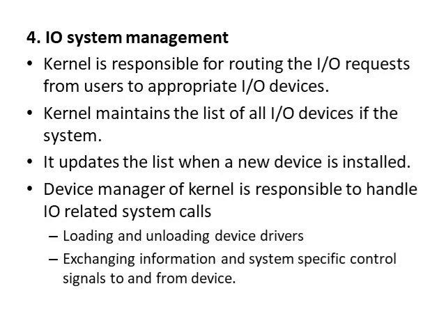There can be a lot of IO devices that can be attached to a system. So here the kernel maintains the list of all the IO devices that are attached to the system, and it keeps the list. This list keeps on getting updated as and when any new device is installed to the system. And who takes care of all this IO system management? There is a unit known as the device manager. The device manager, which is a part of the kernel, is responsible to handle the IO related system calls.